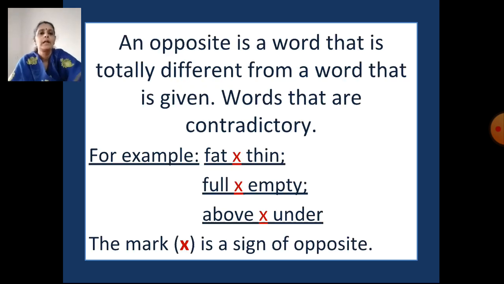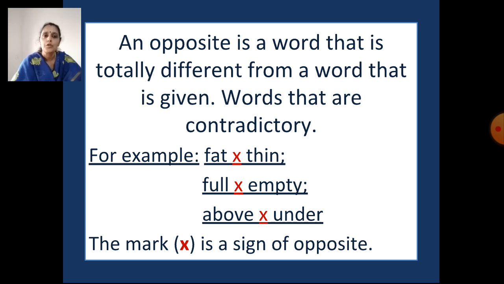We are going to revise today on chapter 3, opposites. We are going to have a quick recap of this chapter. What are opposites? An opposite is a word that is totally different from a word that is given. Words that are contradictory. For example, fat, thin, full, empty, above, under.